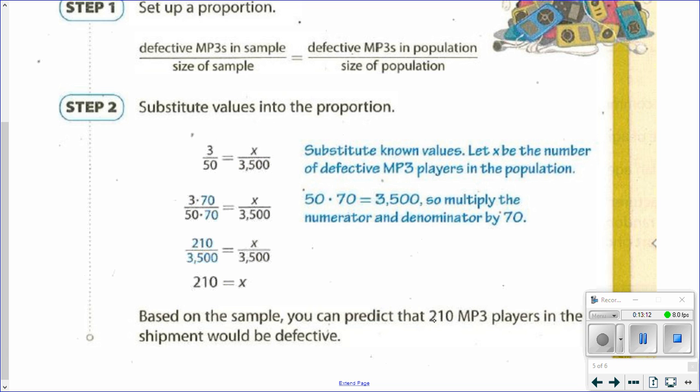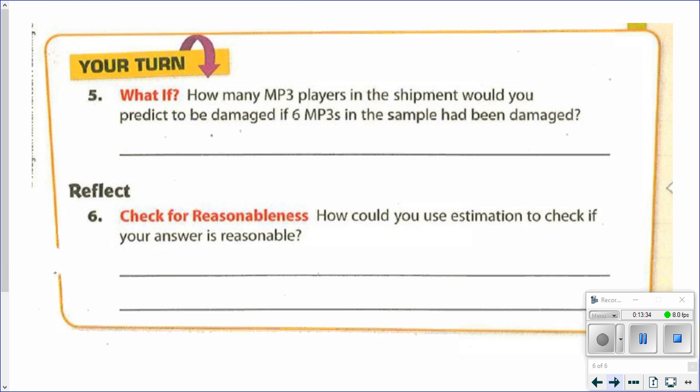So now the next question on the next page is, well, what if he found 6 defective out of the 50? Well, since 6 is twice as many as 3, you can just double this answer, or we can write a totally new proportion and solve that. But if he found twice as many defective, then this would be twice as many also. But I'll write the proportion out for you.